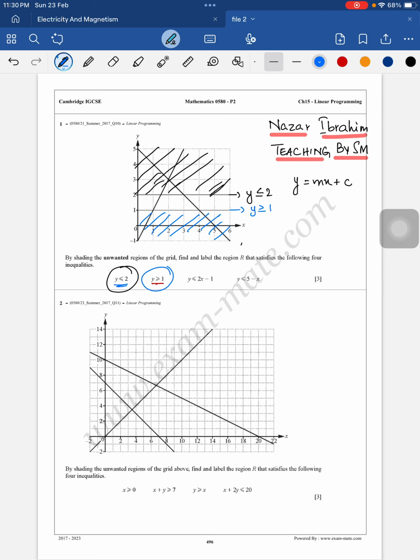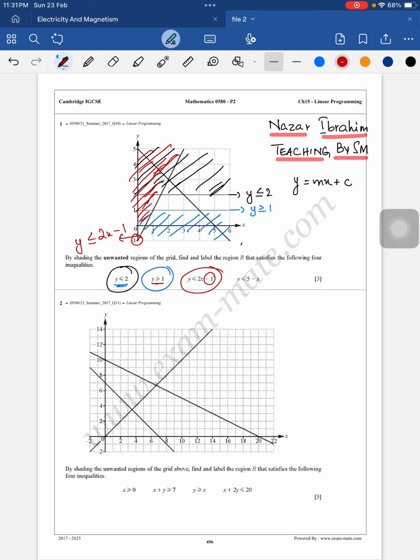Okay, now the third part is y is less than or equal to 2x minus 1. So which one is this line? First I need to see this. As you can see, the y-intercept over here is -1, and -1 is over here, right? So this is basically y less than or equal to 2x minus 1. So now the region over here is greater than, and the region over here is less than, right? So I need to find out the unwanted, right? So the unwanted is basically this part, right?